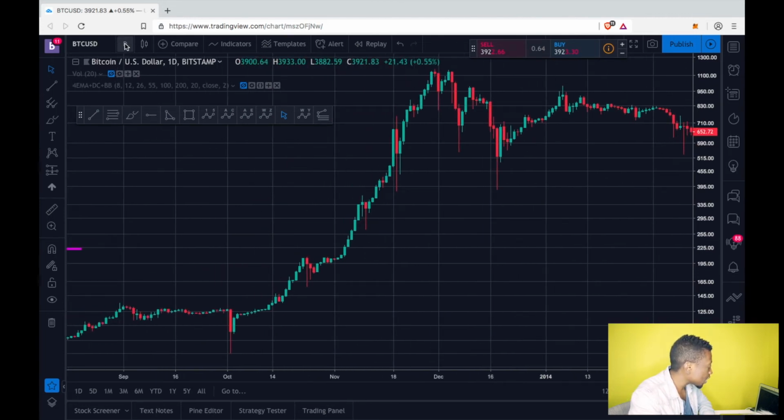Remember, we are looking at the 1-day chart, so it's more like some sort of short-term to mid-term type of analysis going on.